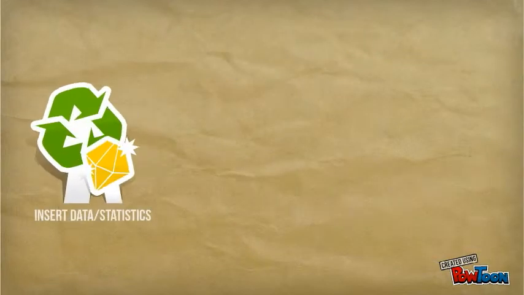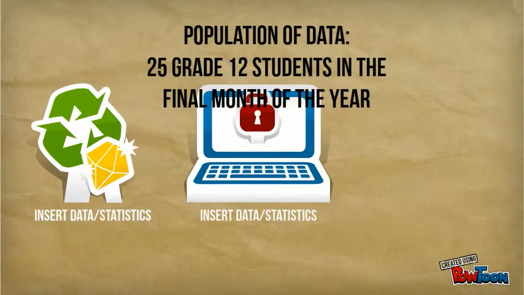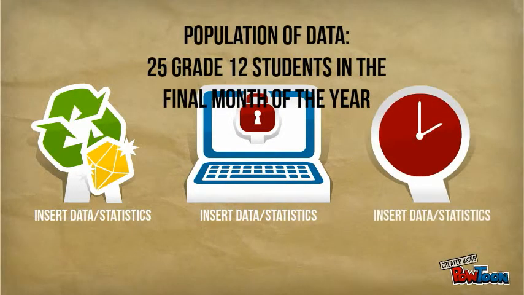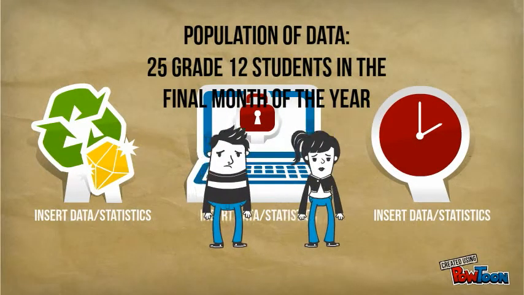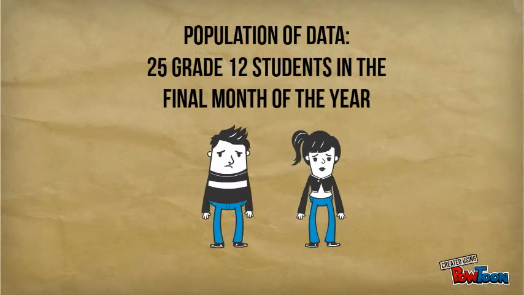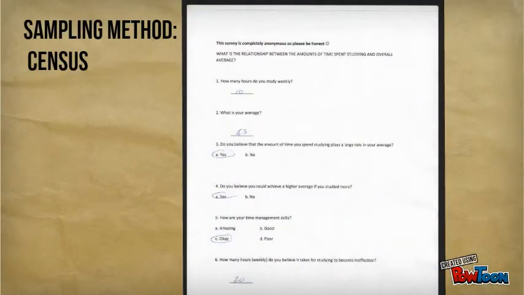The population of this data, or N, was 25 grade 12 students nearing the end of the year, so the averages collected are fairly consistent with the final averages of the students. The sampling method that I chose was a census. I chose this because it was fair and I believed it would get me the best data to analyze since it gave all the participants a fair chance to give their input. The census that I created involved filling out a survey with various questions on it. Here I have provided a survey of an anonymous student as an example.